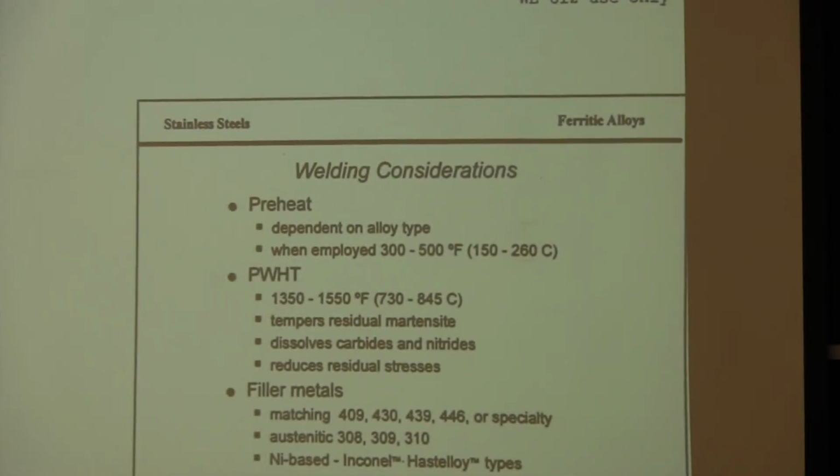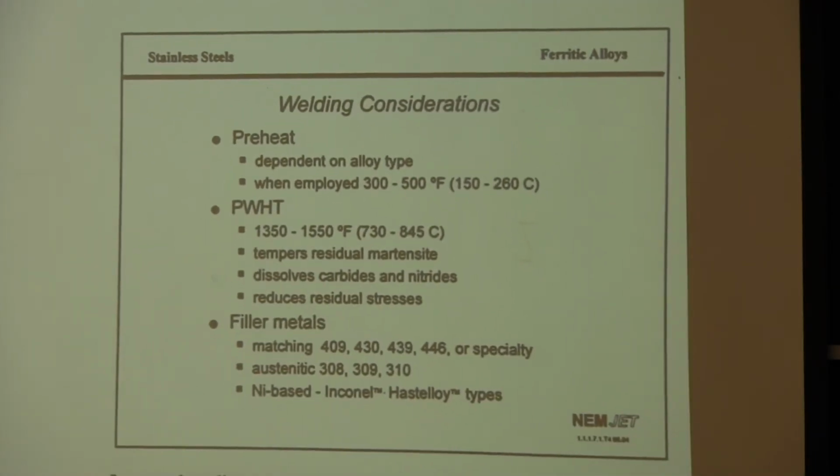Some things to consider when you're welding the ferritic alloys. Preheat is really dependent on the alloy type. Preheating is intended to slow cooling rates and reduce shrinkage stresses and the amount of martensite that might form in many of the ferritic alloys because of the way they fall on the Schaeffler diagram and other diagrams that I showed you. You do end up with a little bit of martensite in the structure.